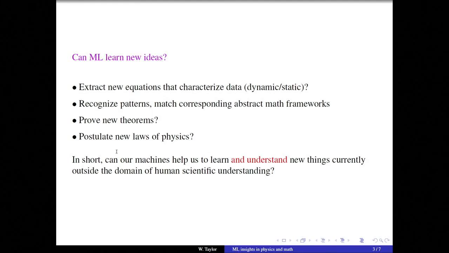And really the question is, to what extent can machine learning learn or even teach us about new ideas? Can we give it data so that it will extract out some underlying equation or make a hypothesis about a pattern that we can then verify independently? Or can it prove new theorems, postulate new laws of physics? Lots of people here and this morning are talking about examples of efforts in this direction, but I think as Sergey just said, we don't really have a killer app yet, and we're sort of searching for that.